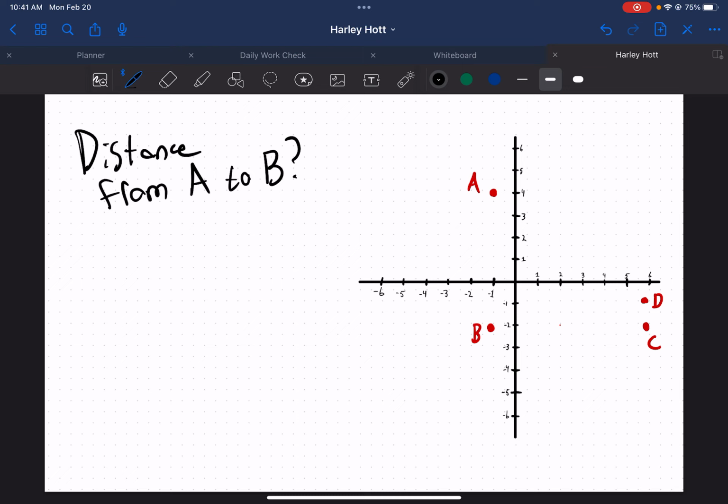So if I'm starting at A, I have to go down 1, right? Going to 4 to 3, I have to go down another, that's 2. Then I have to go down a third, another time 4, another time 5, and then down till I hit 6. So they are 6 apart. The distance from A to B is 6. Now you can do that counting, and that works, but there can be faster ways to do that.